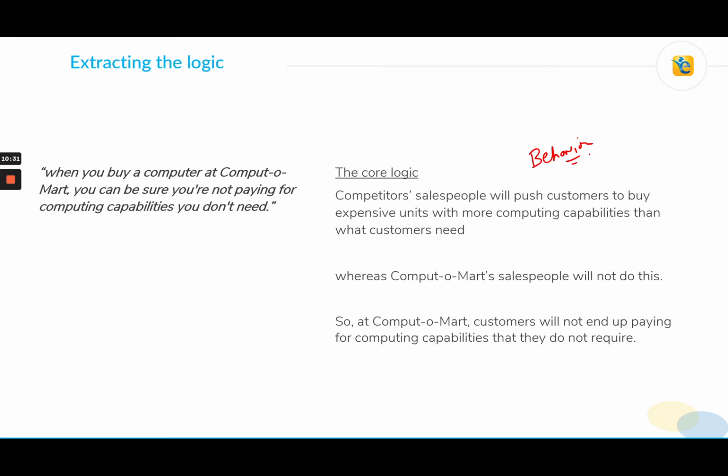Because of the difference in pay structure, competitor salespeople, for their own financial benefit, will try to convince you to buy expensive units, whereas Comput-o-mart salespeople will not do so. And because Comput-o-mart salespeople will not push you to buy anything, when you're at Comput-o-mart, you will not end up buying something which has a computing capability which is excessive to what you really require. So you're not going to be pushed to buy something in excess of what you need. Therefore, you will not end up buying something in excess of what you need. That's the core underlying logic here. If this is clear, let's do pre-thinking.